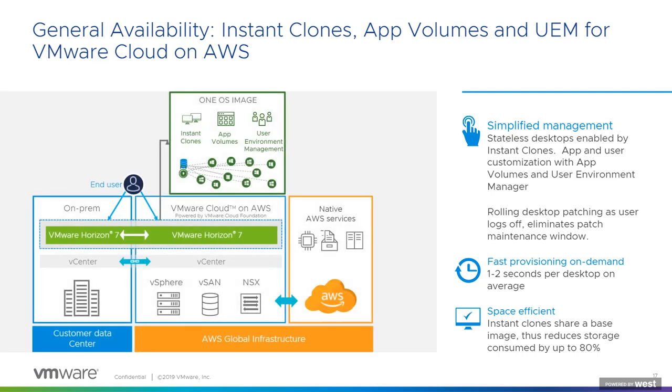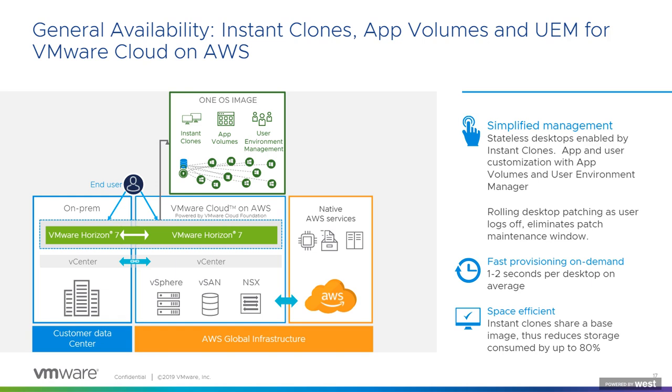Okay, so let's switch gears and talk a little bit more about the specific product features. As of last November, we've reached general availability of some of the key features that our Horizon 7 customers are looking for on VMware Cloud on AWS. We did have to make a little bit of changes in our code. And so as of November, we now support Instant Clone, App Volumes, and UEM, our User Environment Manager, on VMware Cloud on AWS.